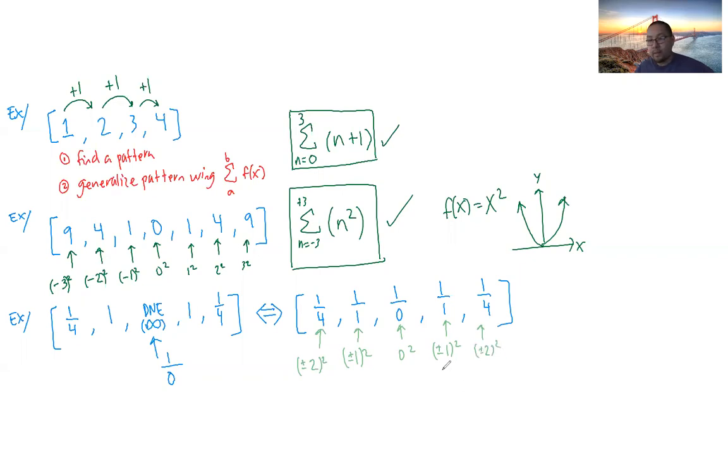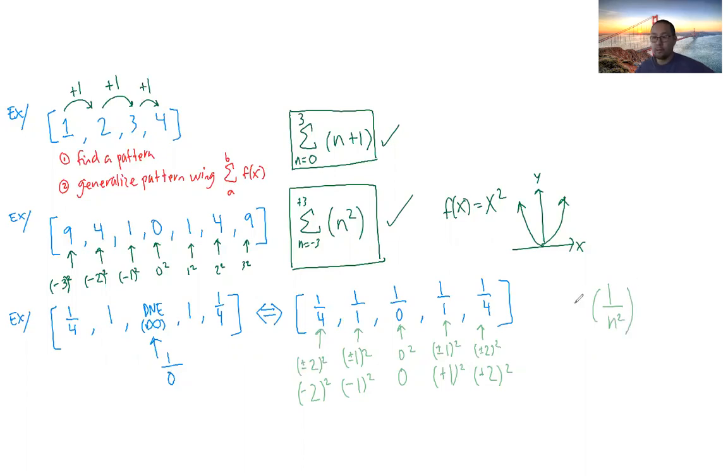If you take these to be positive 1, positive 2, you take this to be 0, and you take this to be negative 1 and negative 2, all these values squared, you basically have the inverse of what we just had above. So you're going to have 1 over the number squared, 1 over the number squared, and so you're going to have 1 over n squared.